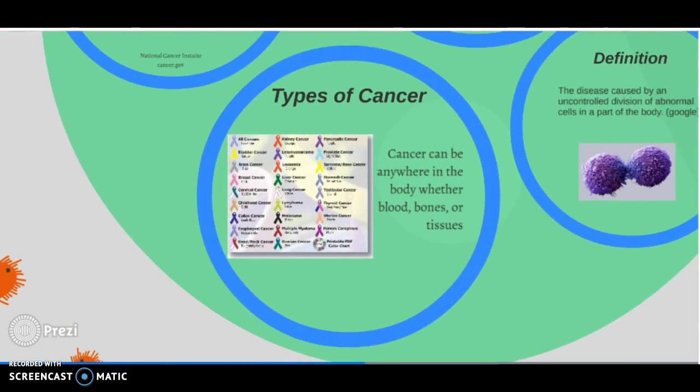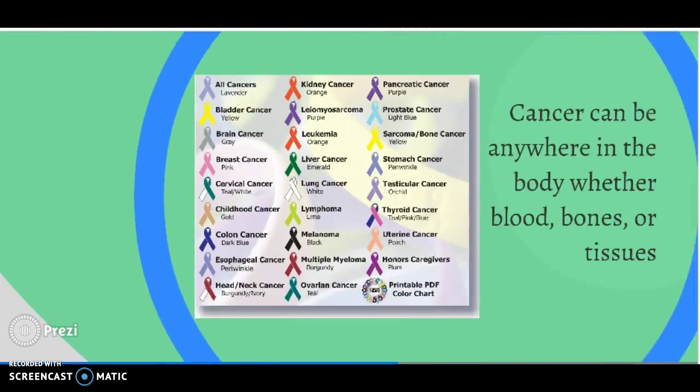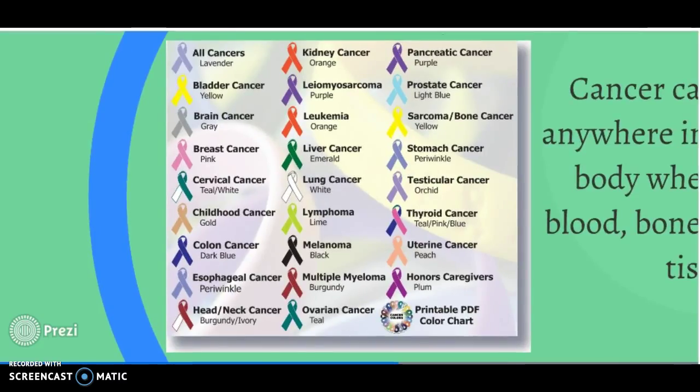And so we also made this slide, which is the types of cancer. Because cancer can be anywhere in the body, whether bones or blood or tissues, we kind of use this as our example to show body systems that are affected. I know that they have ribbons of different colors for different types of cancers, and this is just to get an idea that there's a lot more that go into each one of these.